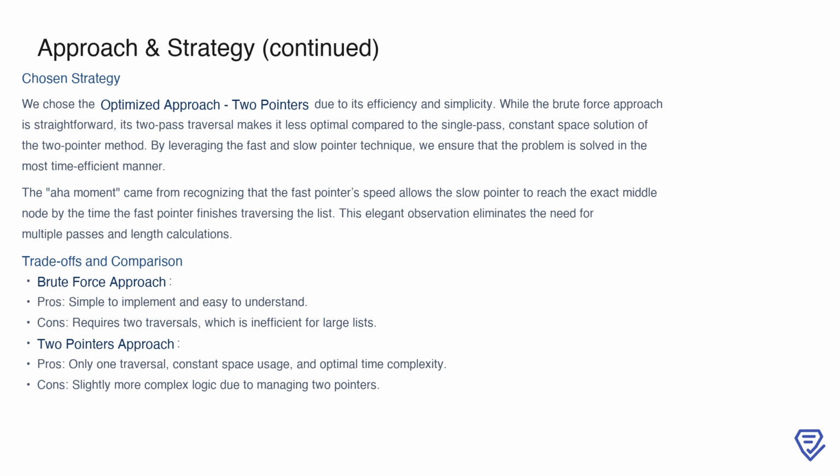When comparing the two approaches, the brute force method is advantageous in its simplicity, but it falls short in efficiency for large linked lists. In contrast, the two-pointer method is both time-efficient and space-efficient, with only a slight increase in logical complexity due to the simultaneous movement of two pointers.